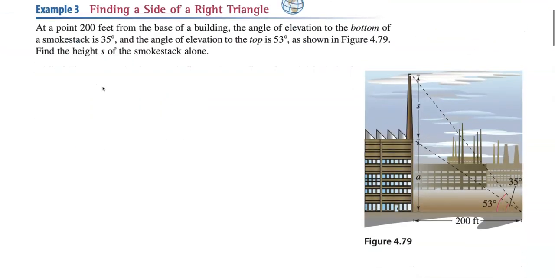Find the side of a right triangle. At a point 200 feet away from the base of the building, so there's my 200 feet, the angle of elevation of the bottom of the smokestack is 35 degrees. So you see this one right here is 35, and this one's 53. Find the height S. So we want to find this height.